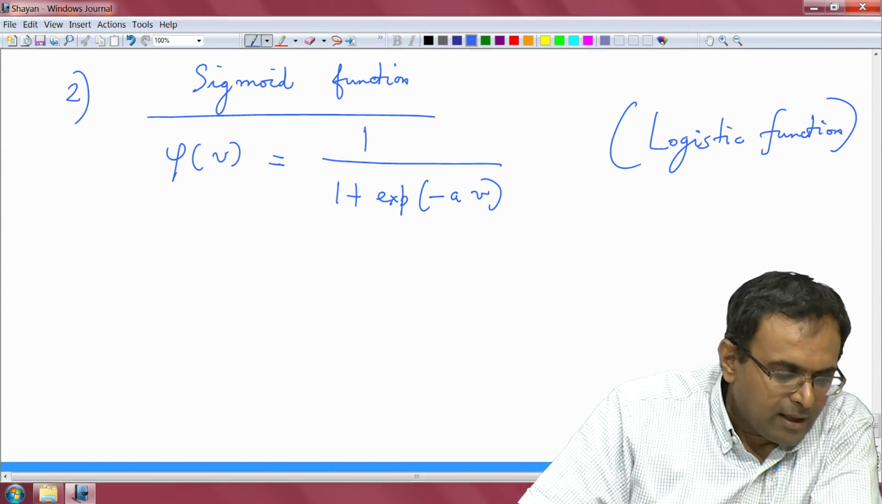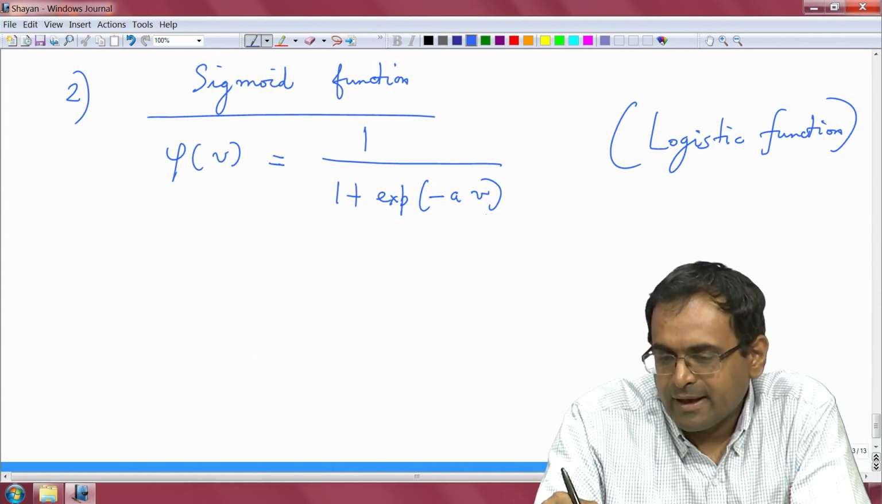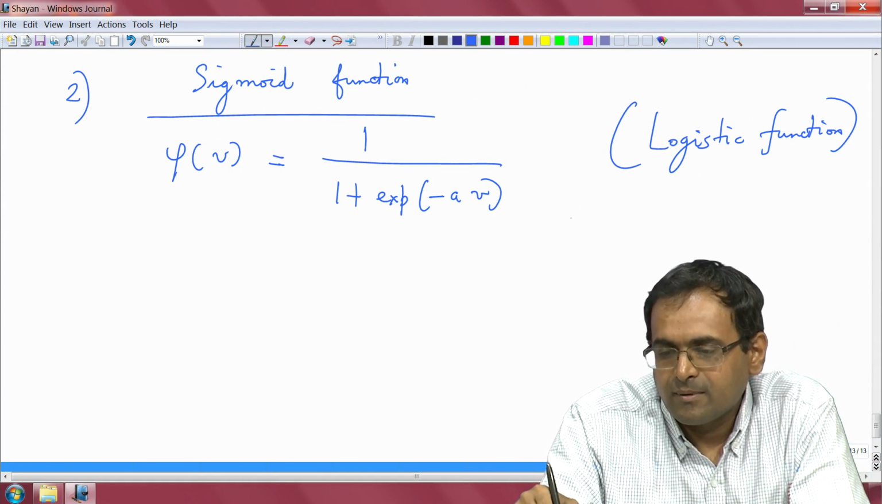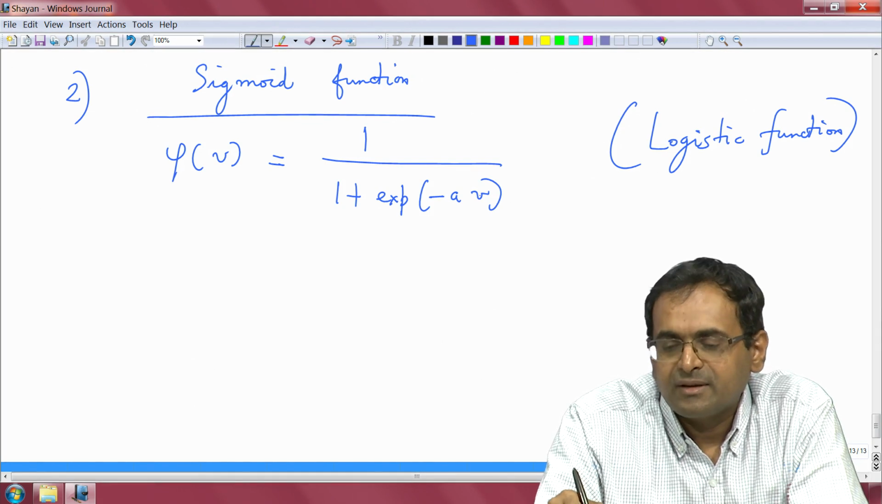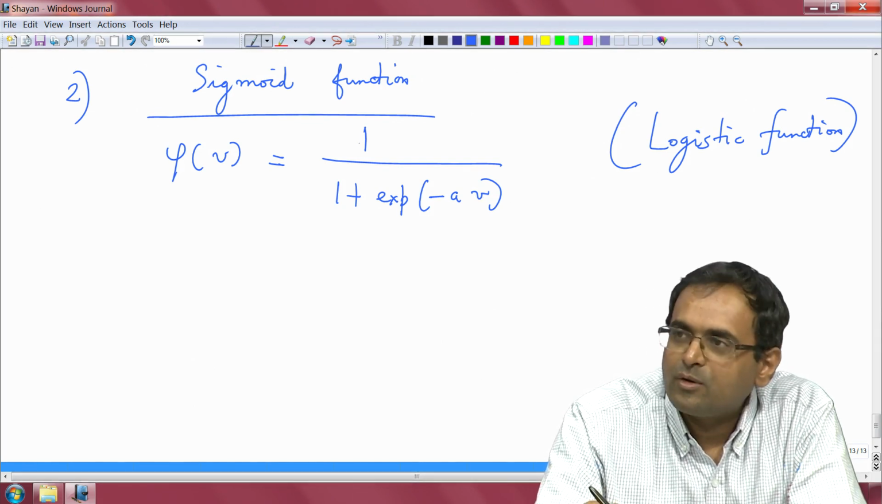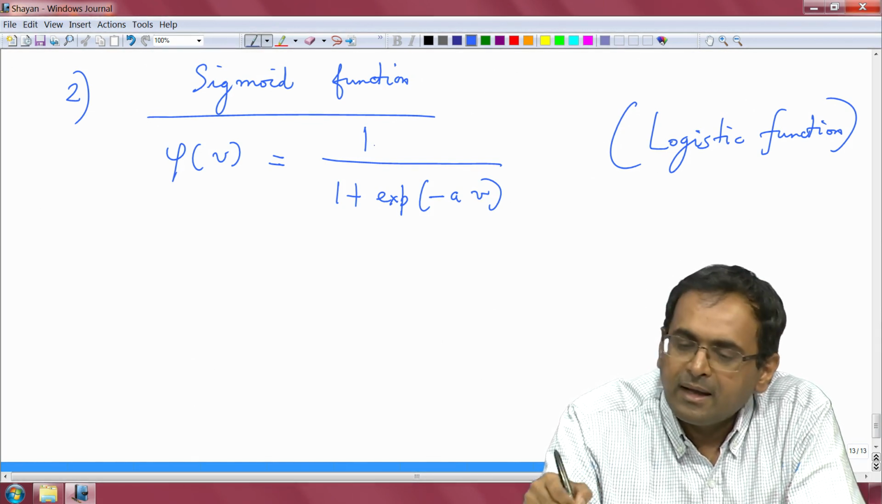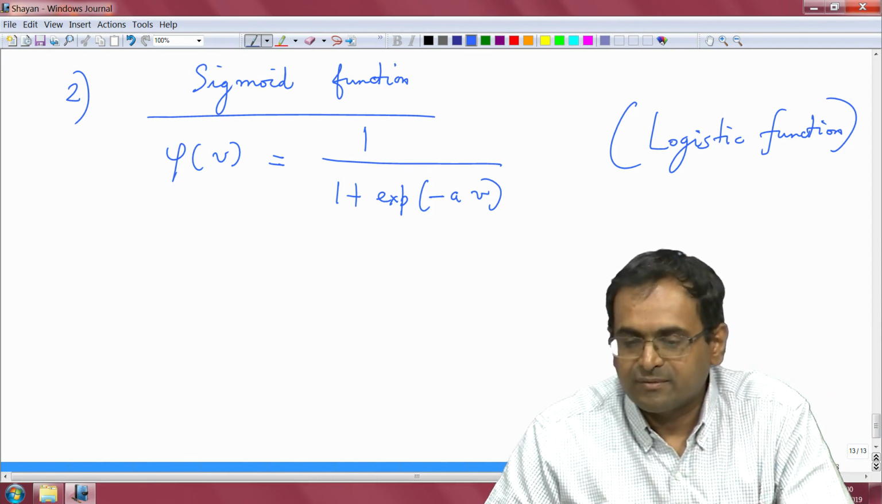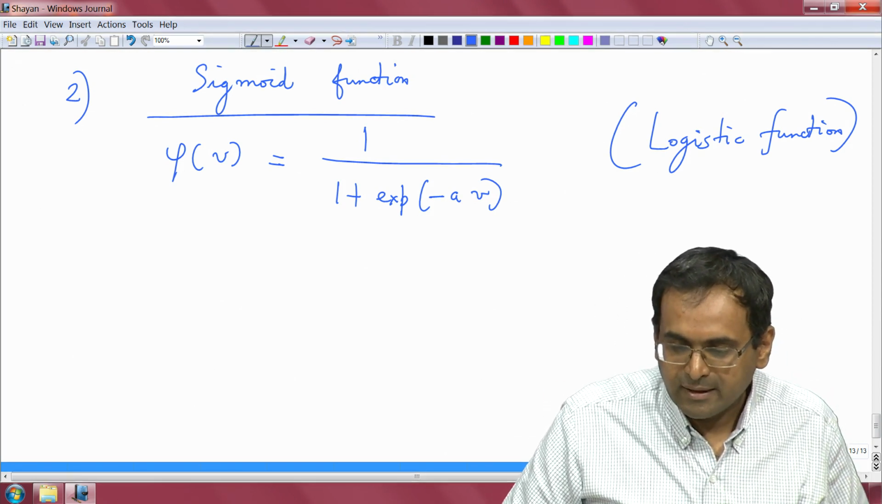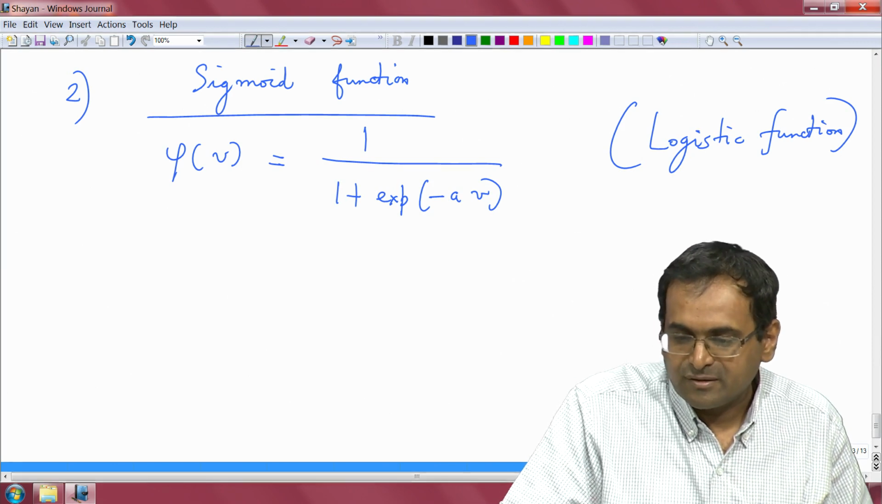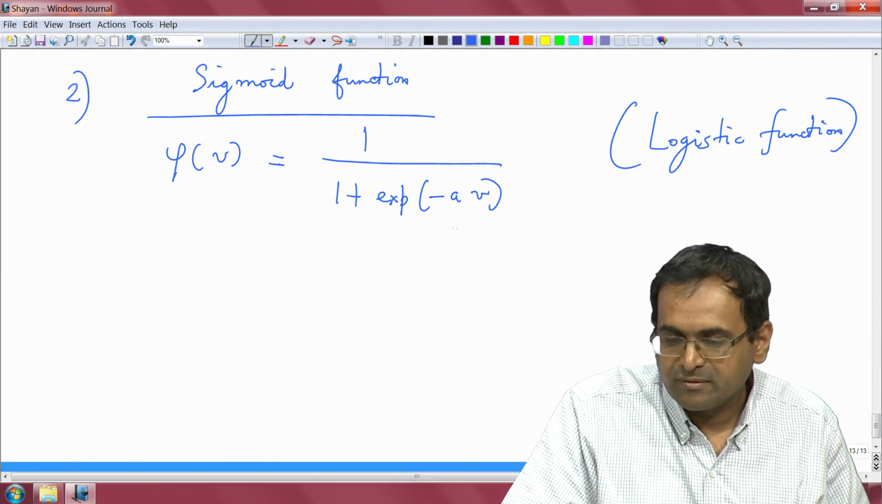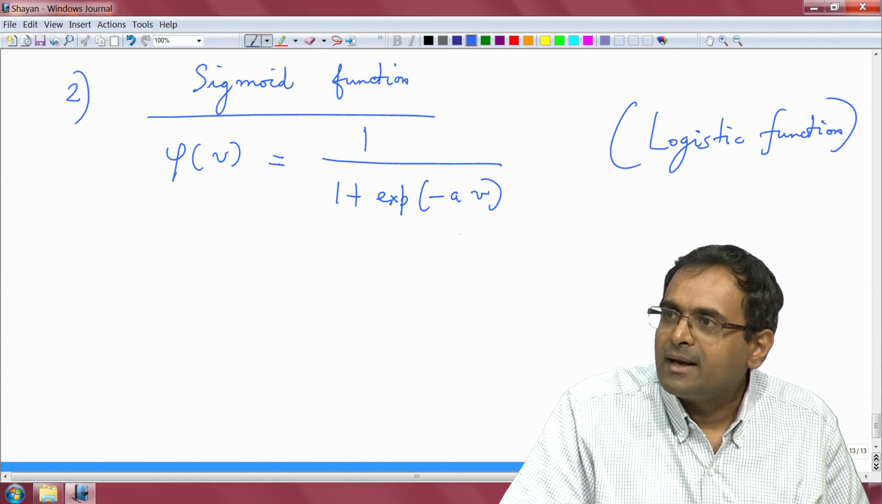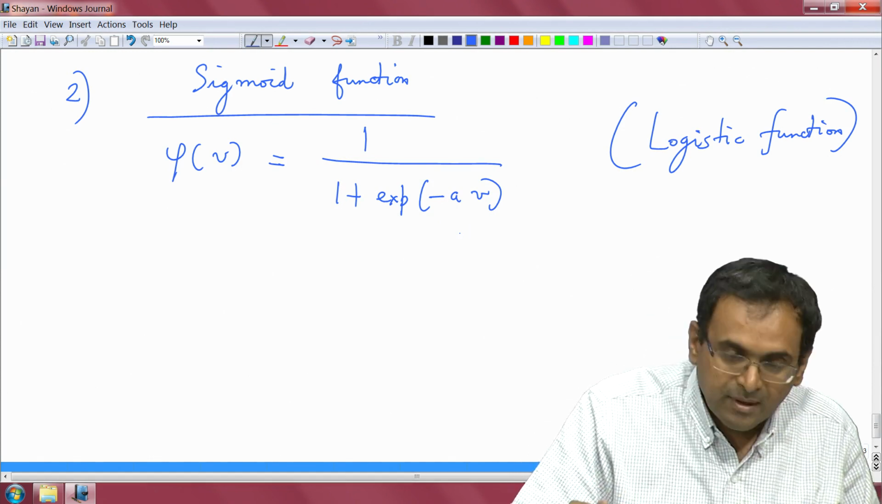And you can guess that when v is very large for a fixed a, exponential of minus a v is basically 0, and you have a 1 there, so it saturates at 1. In the other case, when v is strongly negative, this is a very large positive quantity here, and 1 upon a large quantity is essentially 0.